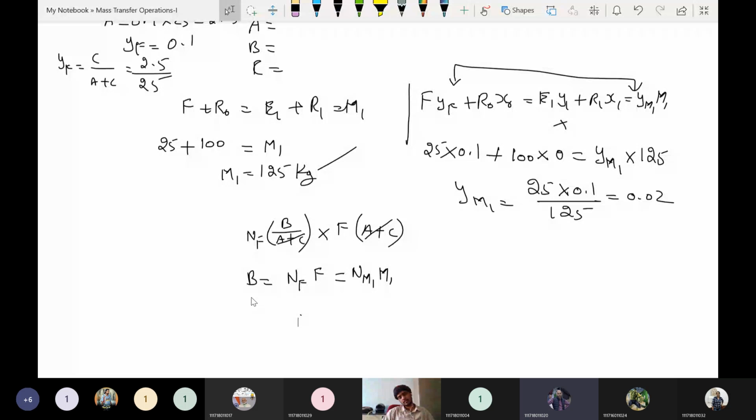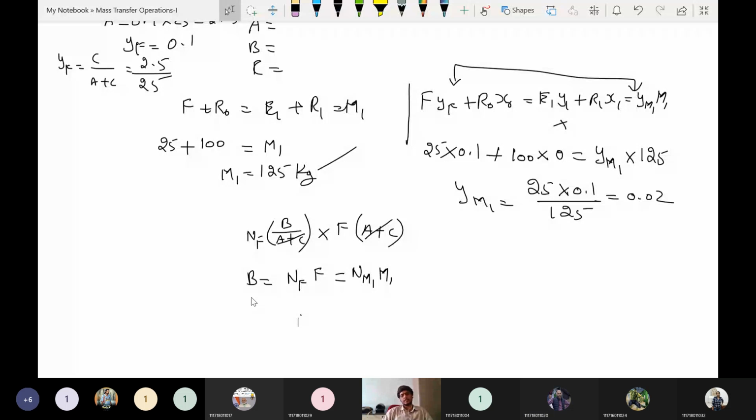We will get E1 is equal to 50 kgs. With E1 we can calculate M1 also. That is also right. R1 is equal to 75 kgs. You can calculate using that method also. And so then we can calculate the other.